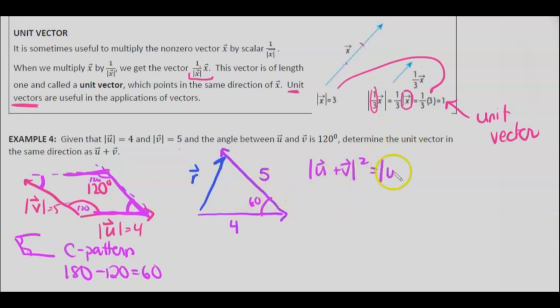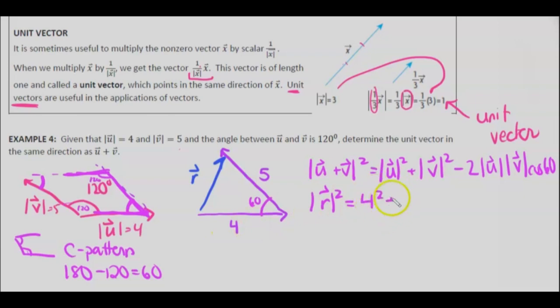Okay, so we're going to do the magnitude of vector u squared plus the magnitude of vector v squared minus 2 times the magnitude of vector u times the magnitude of vector v cos 60. Okay, we're using cosine law again because we have 2 magnitudes and the contained angle. So this we're actually calling the resultant now. And the magnitude of vector u is 4. So 4 squared plus magnitude of vector v is 5 squared minus 2, 4, 5, cos 60.